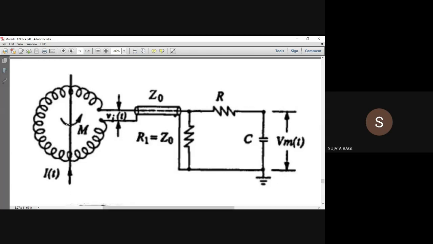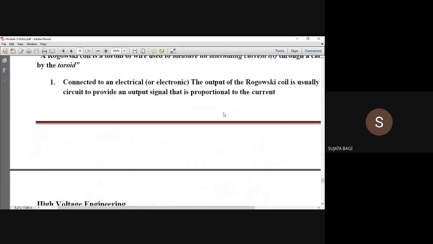The current passes through the conductor, and the magnetic field links with the coil. The magnetic field is produced, an EMF is induced, and we get a voltage. This has to be passed through a cable connected to the integrator circuit. Through this integrator circuit, we measure the output voltage in the CRO. But the integrator circuit is a little bit costly, and designing it also takes time.